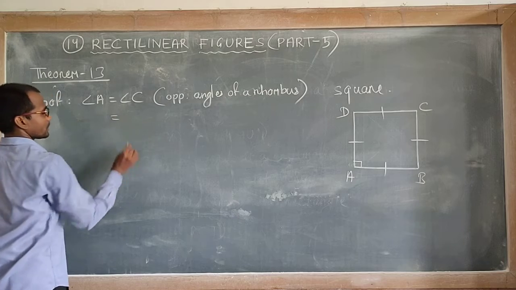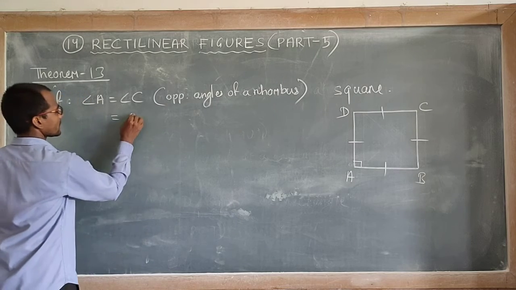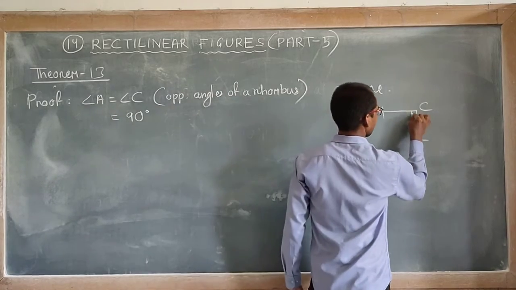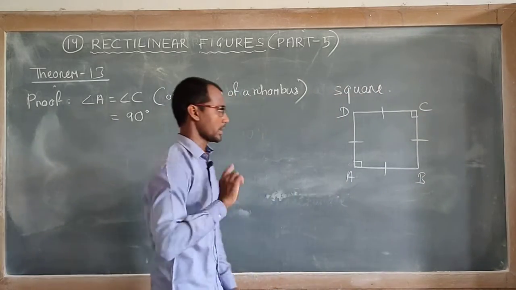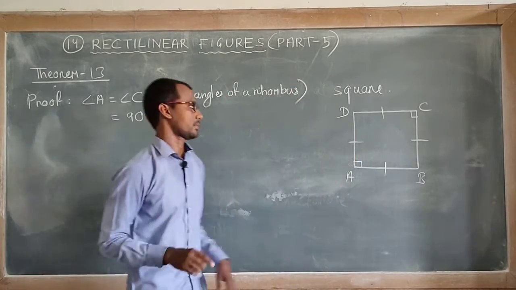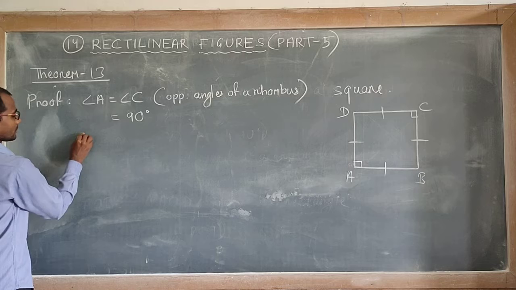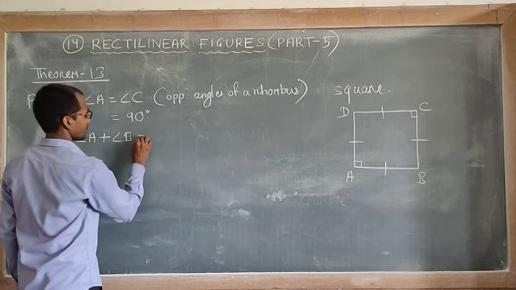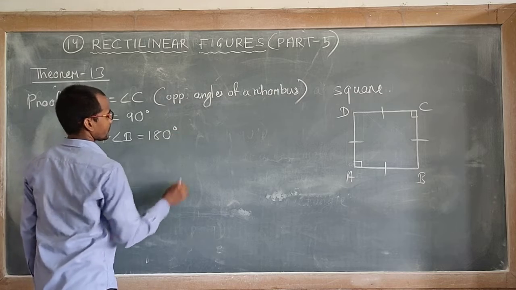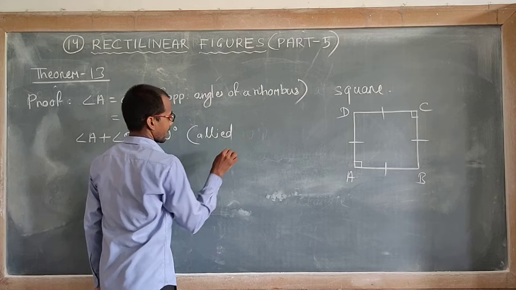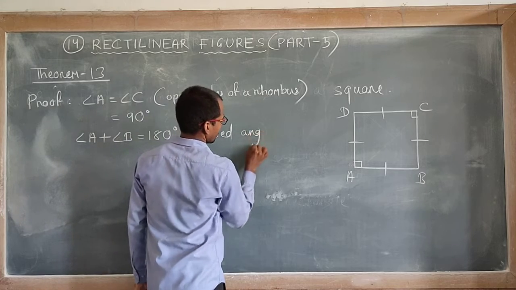Okay. So if angle A is 90 degree, then angle C is also 90 degree. So both are 90 degree. So now we got angle C is also 90 degree. But this is not sufficient. We have to move to angle B and angle D also. Next, angle A plus angle B is 180 degree. Why? Allied angle.